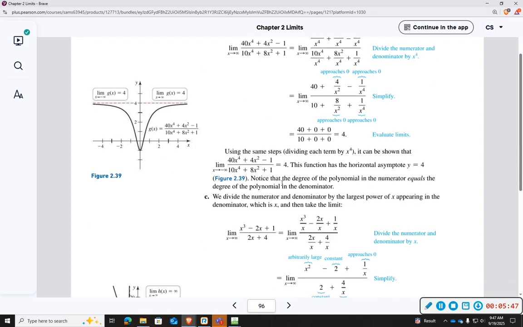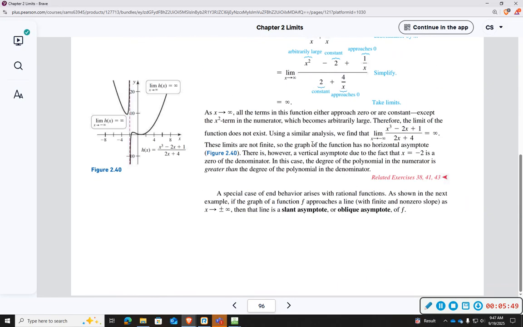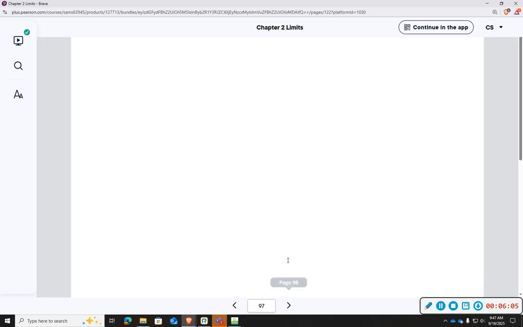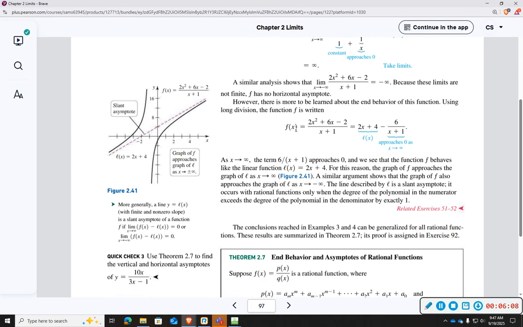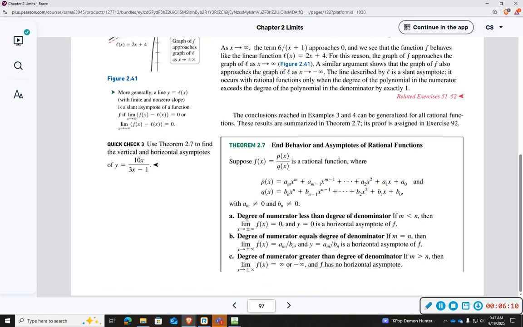Again, they give you some examples and some graphics and images. They want to remind you of how to find asymptotes. You've got to look at the degree of the numerator compared to the denominator. There's 3 different scenarios, and then there's a 4th when you have a slant asymptote. And those are described here. So when we're looking at end behavior, it says suppose f of x is equal to p of x over q of x, where we have a rational function, and it's telling you the rational functions of this form.